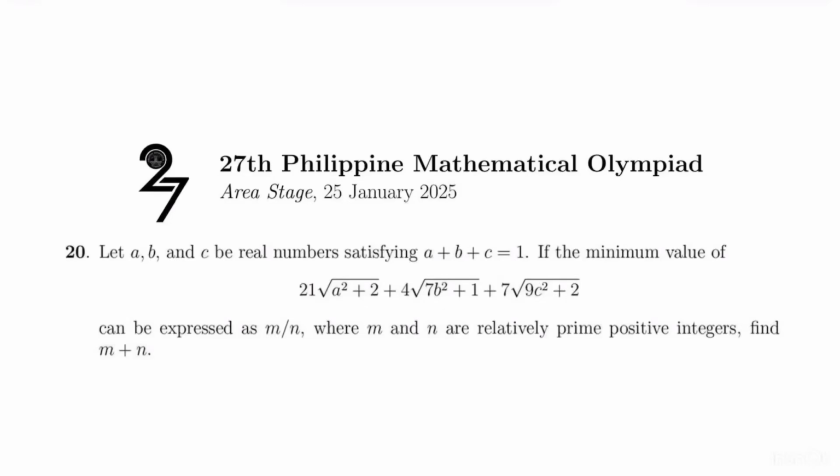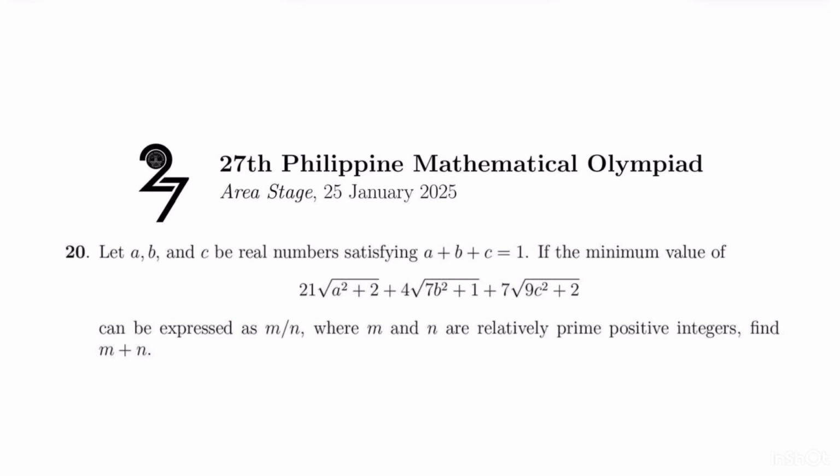Hello everyone. So today we're going to take a look at this problem from the 27th Philippine Mathematical Olympiad area stage. So the problem is, let a, b, and c be real numbers satisfying a plus b plus c equals 1. If the minimum value of 21 times the square root of a squared plus 2 plus 4 times the square root of 7b squared plus 1 plus 7 times the square root of 9c squared plus 2 can be expressed as m over n, where m and n are relatively prime positive integers, find m plus n.